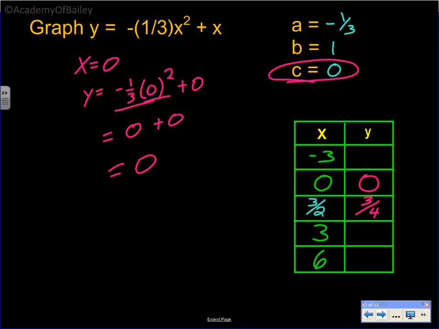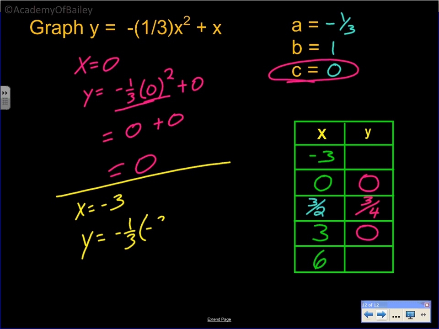All right, now you can pick another value. Well, if x is 0, y is then 0. If x is 3, y is also 0. The other value I'm going to pick, it doesn't matter which value we pick here. So let's say x is equal to negative 3, y is equal to negative 1/3 times x squared plus x. x was negative 3.